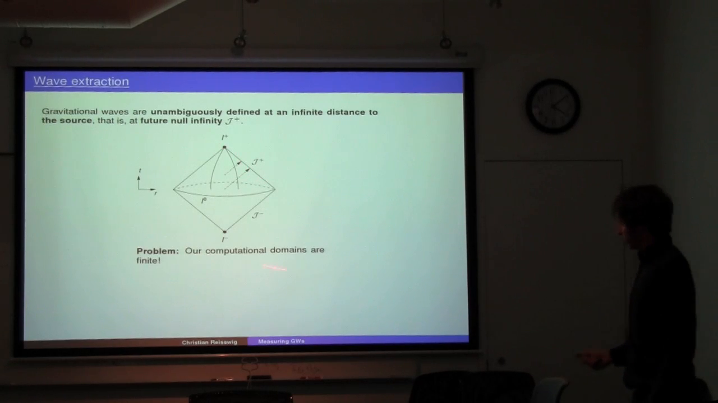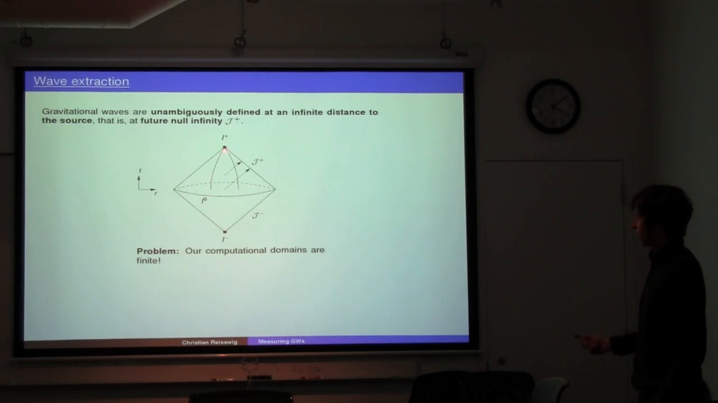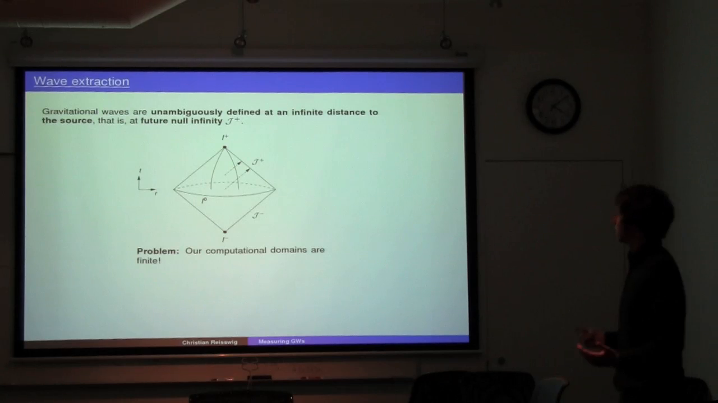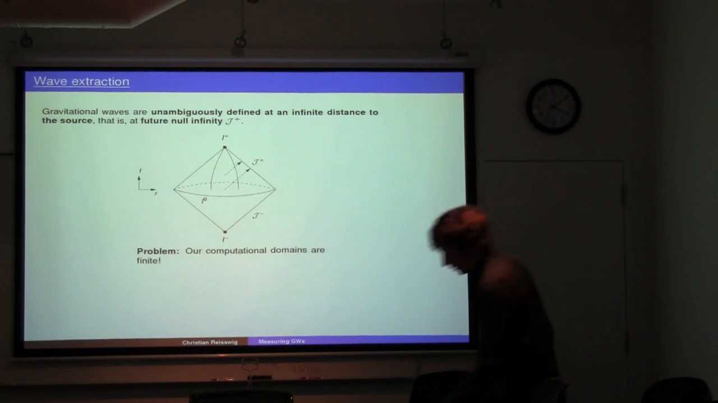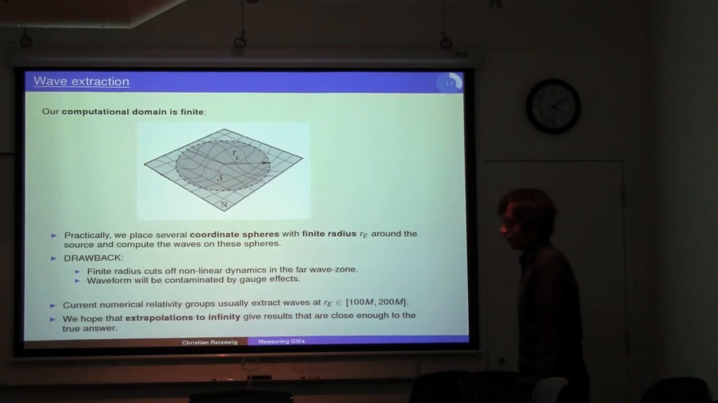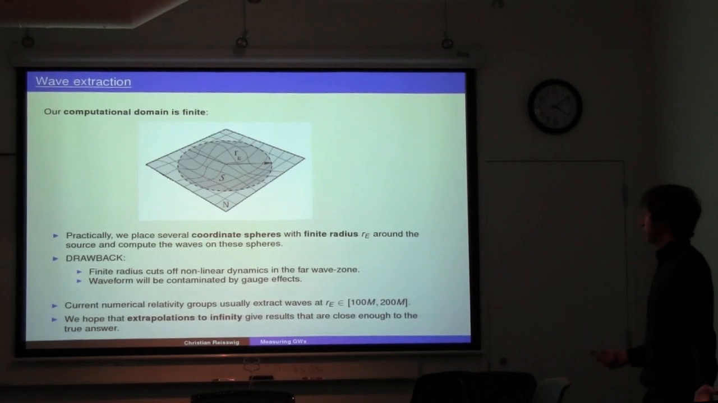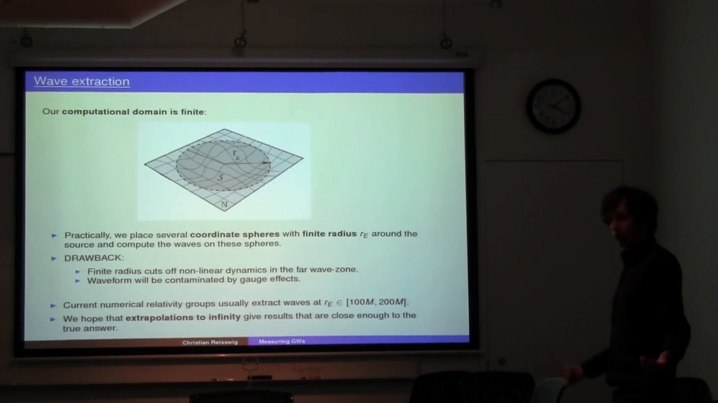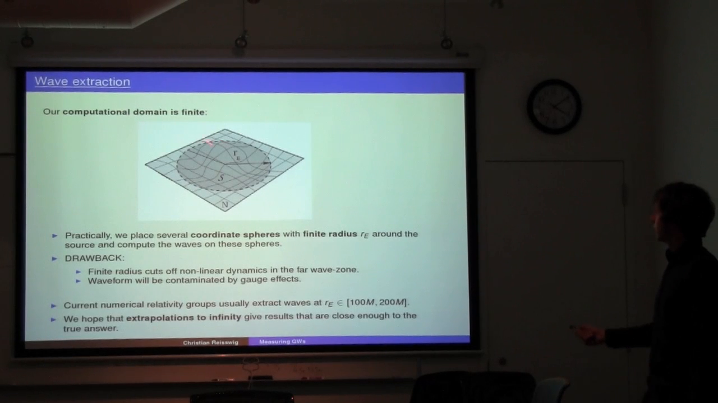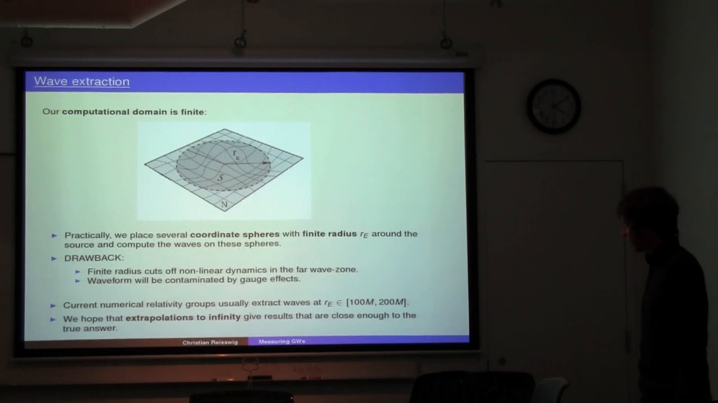Unfortunately, our computational domains are finite, which means that we can only simulate a subset here. That means we have to introduce some cutoff because we can't evolve our radiation out to Scri plus. So, because our computational domain is finite, we introduce a finite extraction radius, which are in practice coordinate spheres around our source. So the black holes evolve somewhere here, and at large distances, with very large radii, we place several extraction spheres around the source.